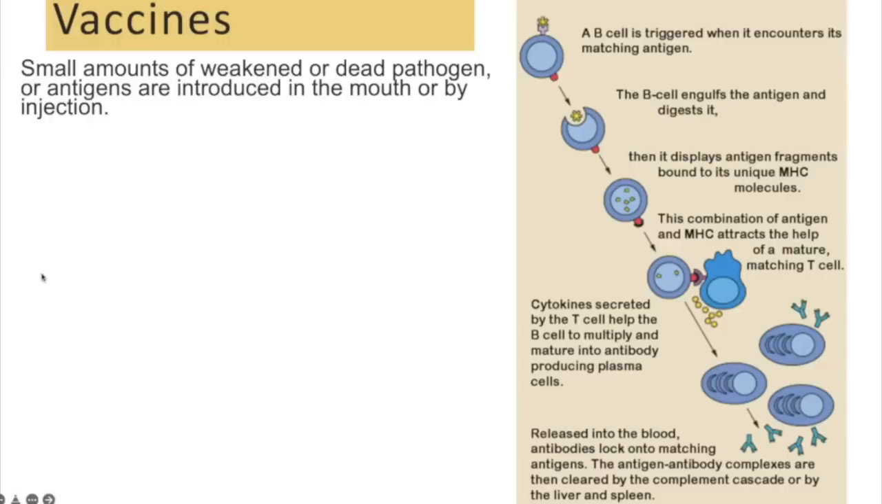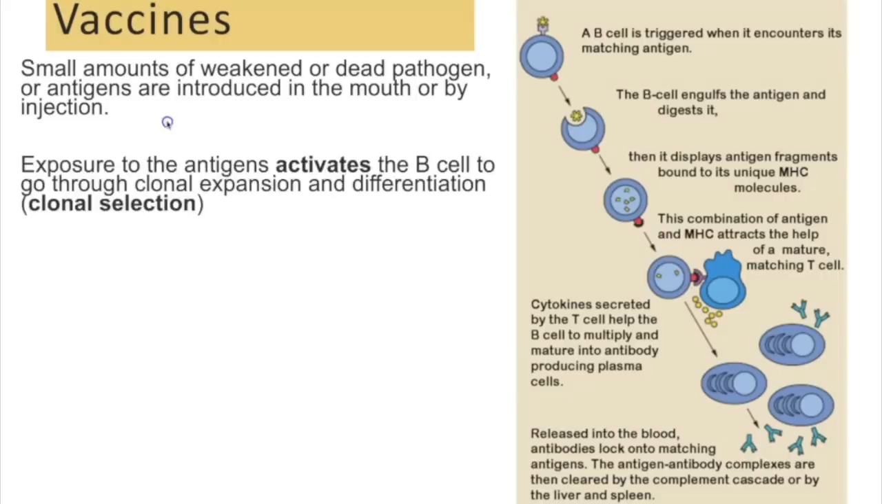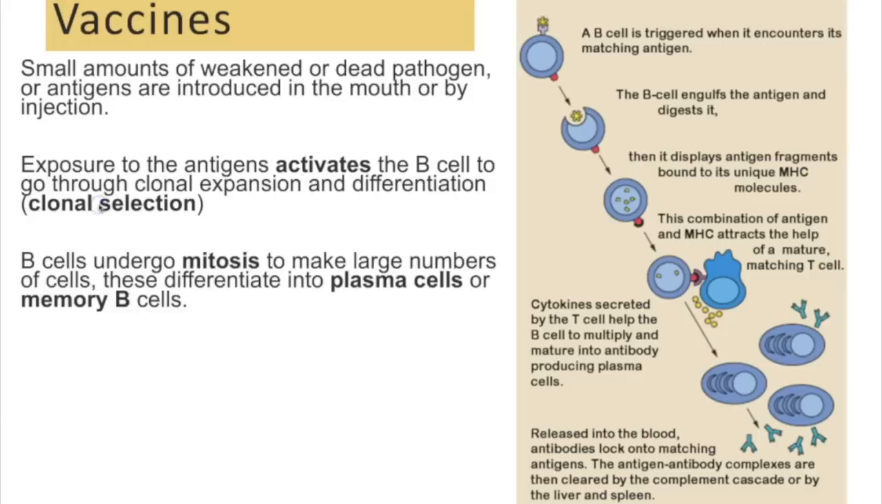So if we go through then how vaccines work. Small amounts of weakened or dead pathogen, or it could just be the antigens, are introduced either to the mouth or injected into the body. And exposure to those antigens activates the B cells to go through clonal expansion and differentiation. So that was the clonal selection part where we have mitosis occurring to make large numbers of those B cells. Those then differentiate into plasma cells and memory B cells.